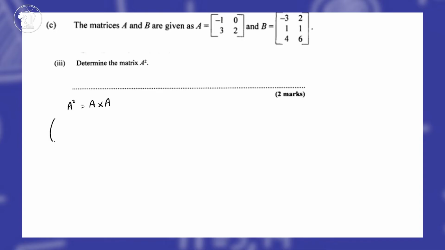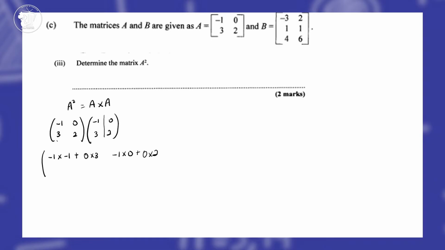So you'll take matrix A, which is negative 1, 0, 3, 2, multiplied by matrix A, which is negative 1, 0, 3, 2. And then we'll multiply the two matrices with each other. So we do row by column. This will be negative 1 multiplied by negative 1 plus 0 multiplied by 3. We move on to the next column. So it will be negative 1 multiplied by 0 plus 0 multiplied by 2.